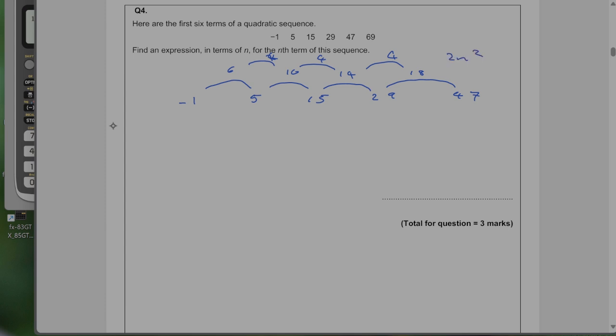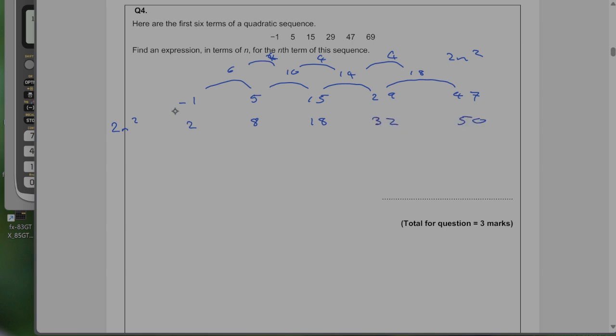So if I then say that 2n squared is going to be equal to, if n is 1, that would be 2. If n is 2, 8. If n is 3, 18. If n is 4, 32, and then 50.